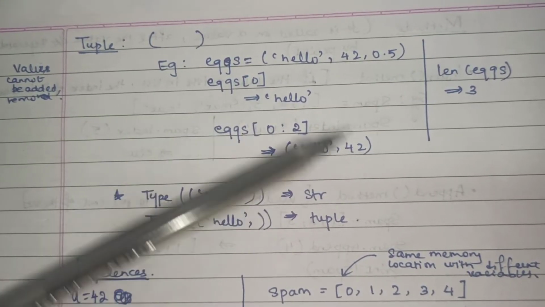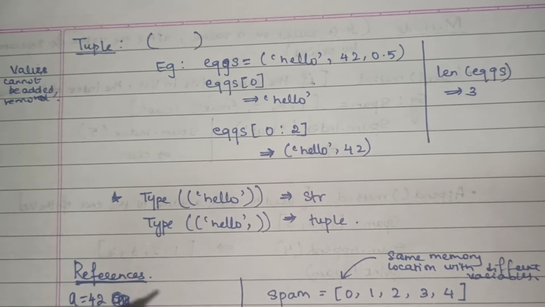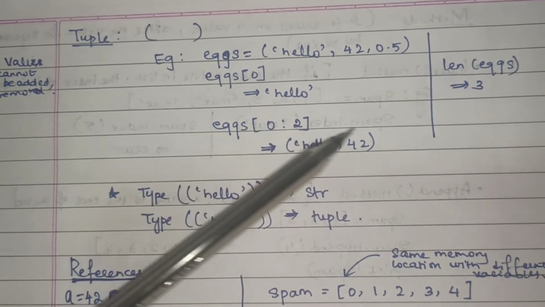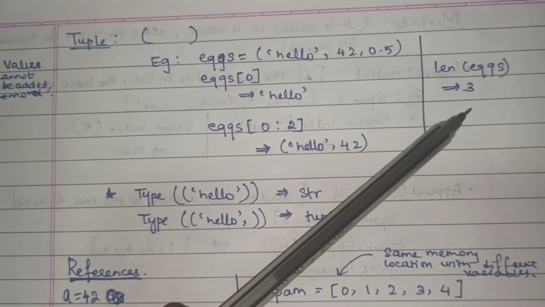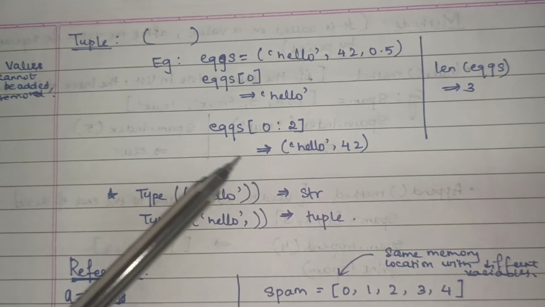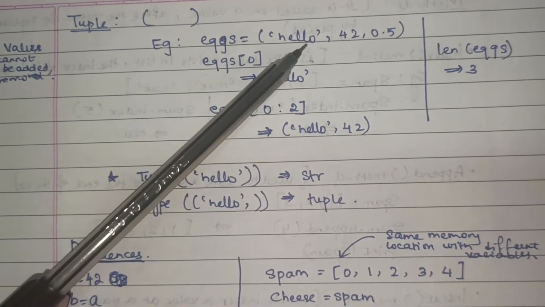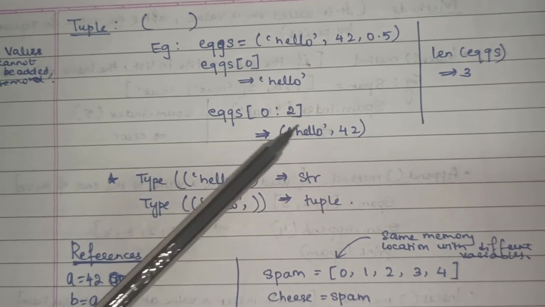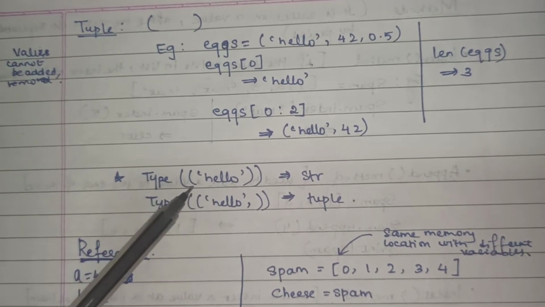If you want to print x[0], here also you access the tuple elements using the index. So x[0] would return hello, and you can use the length function on tuples too. So len(x) would be 3 because there are 3 elements in the tuple. And you can also apply the slicing operation, 0 to 2, that is from the starting element to end index minus 1, so elements 0 to 1 will be printed. Now suppose you ask the type of this thing, that is hello.